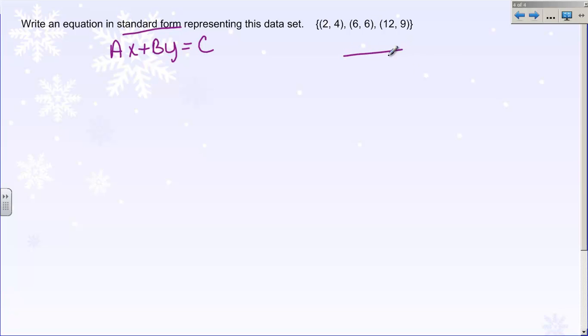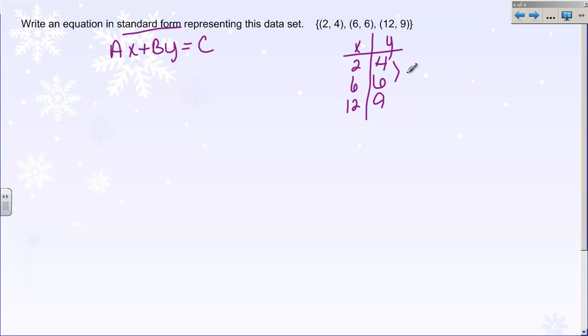Well, the first thing I'm going to do is make a table. This is X, this is Y. I'm going to put my points in the table: 2, 4; 6, 6; and 12, 9. There are my points. So step 1, I've got to know the slope. So let's find our slope.